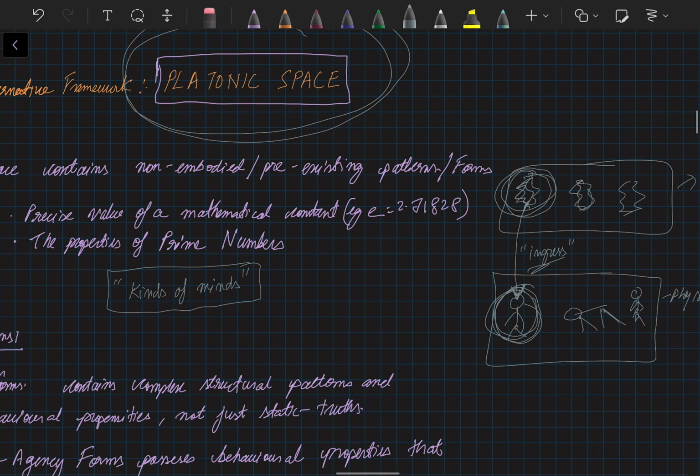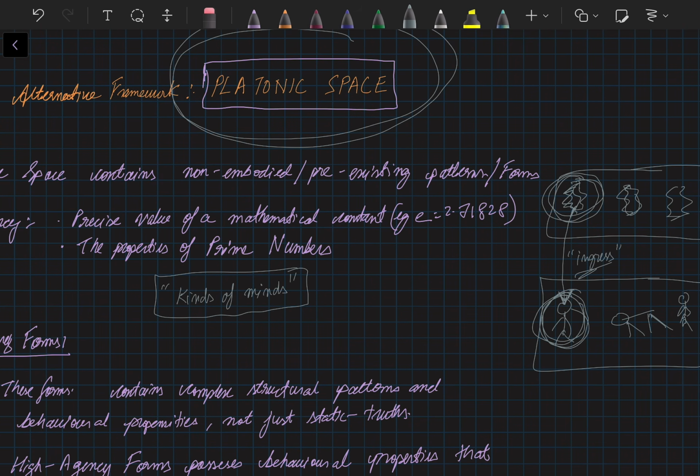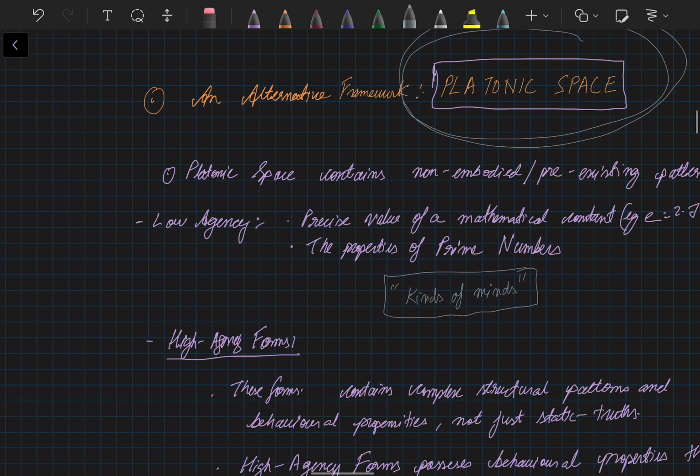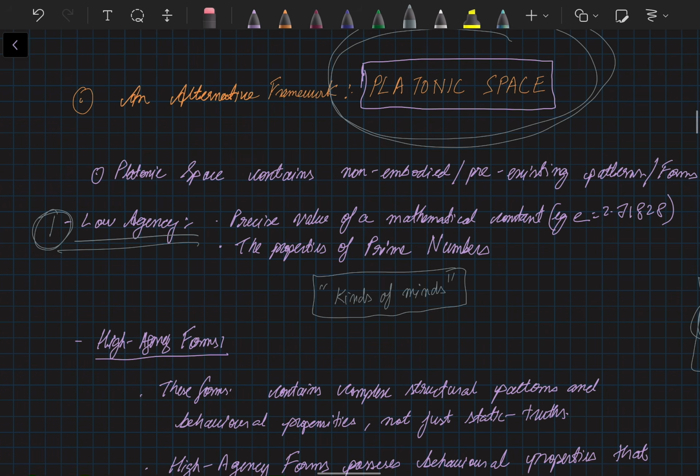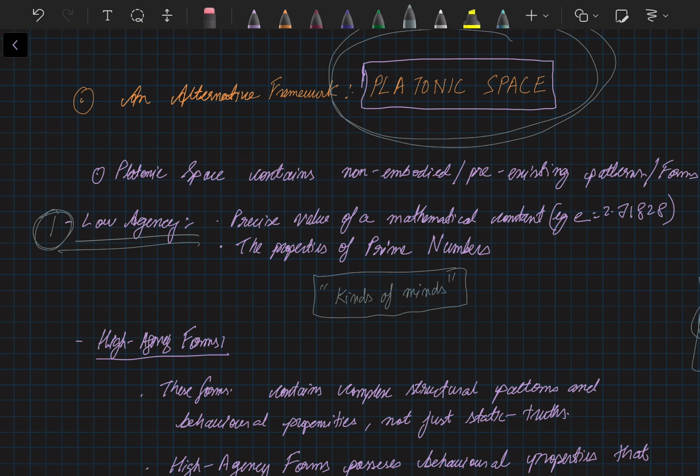So now to summarize, Platonic space is a different realm of reality, which is not part of the physical world that we live in. And the Platonic space broadly contains two kinds of patterns. Number one is the low agency patterns. Low agency forms are static mathematical truths, such as a geometric pattern or the properties of prime numbers and so on.